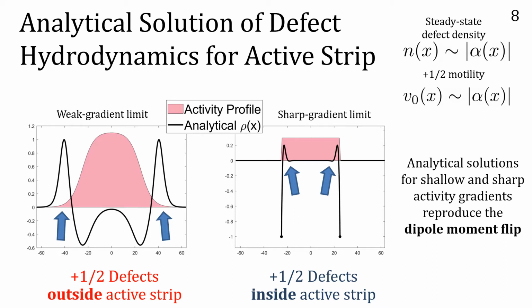Plugging our active strip activity profiles into the linearized steady-state version of this hydrodynamic theory, we were able to find analytical solutions for the steady-state charge density ρ of x in the limiting cases of a weak gradient in activity and an infinitely sharp gradient. These analytical solutions for the charge density reproduce the flip in dipole moment between shallow and sharp activity gradients.